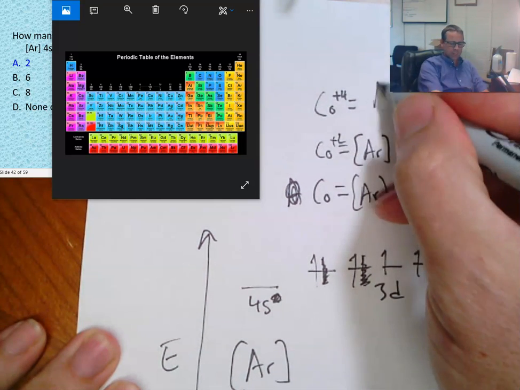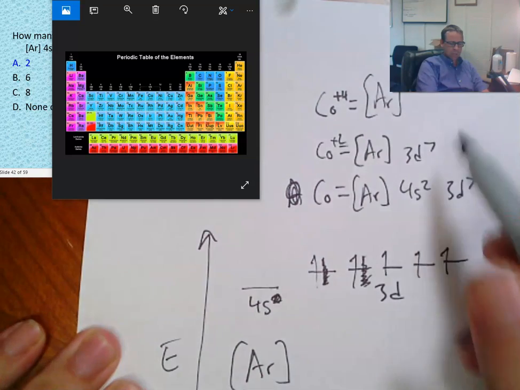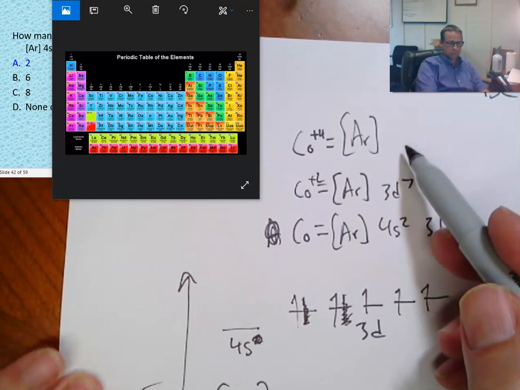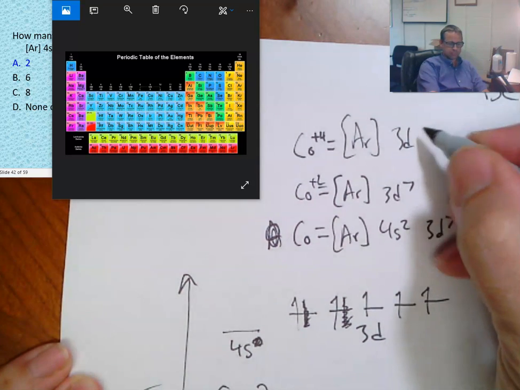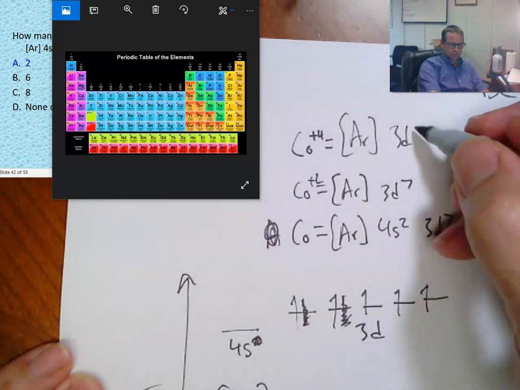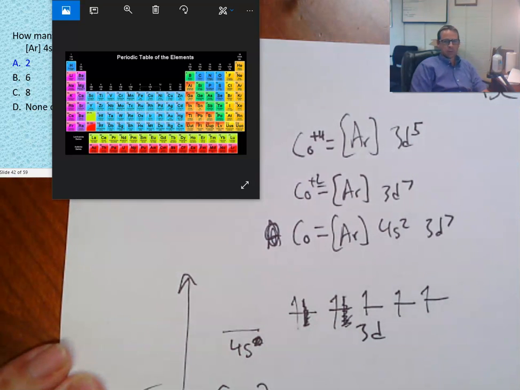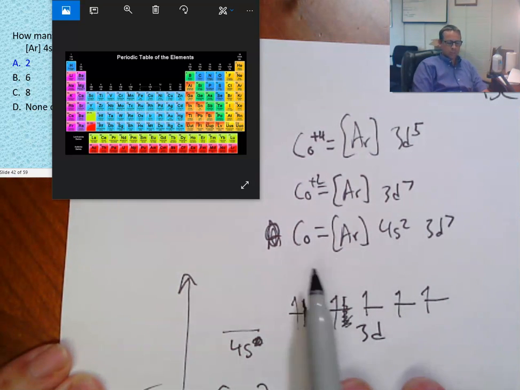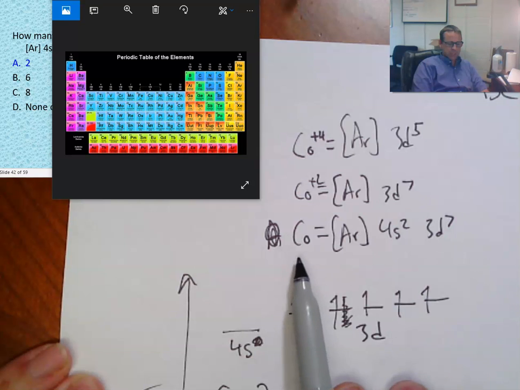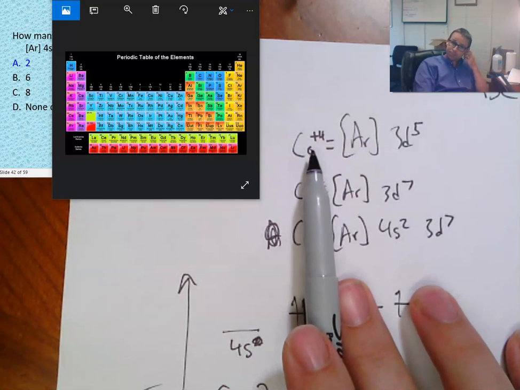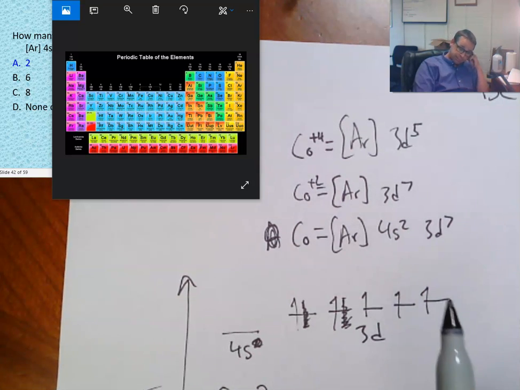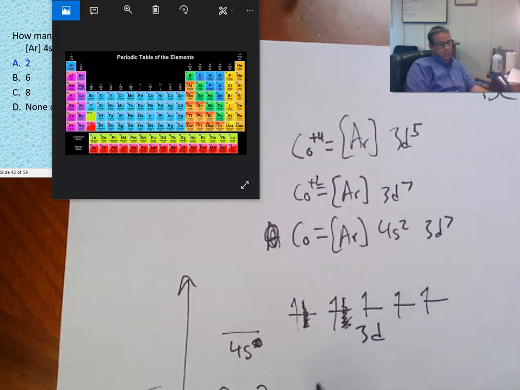And so we'd be left with what? 3d what here? 3d5? That's right. 3d5. Very good. So it would be feasible to predict that cobalt will form a +2 ion or a +4 ion. Does that make sense? Yes, thank you. Okay. Excellent.